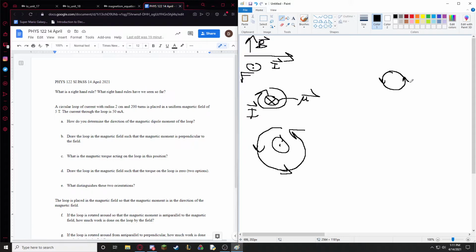Would it be pointing inwards? Wait, no. Actually, I'm a little confused there. We spent 10 minutes talking about right-hand rules, goddammit.